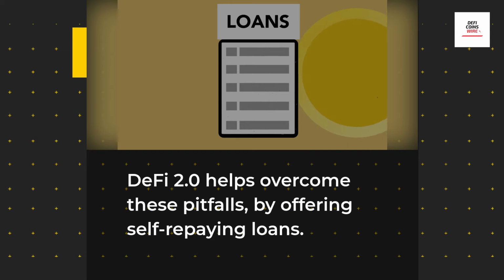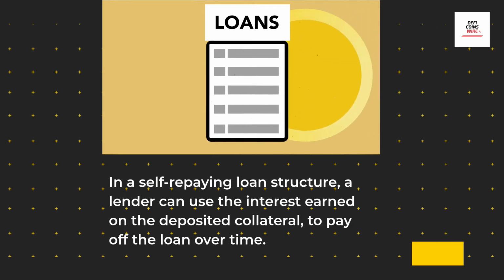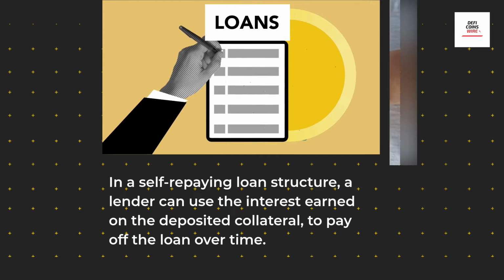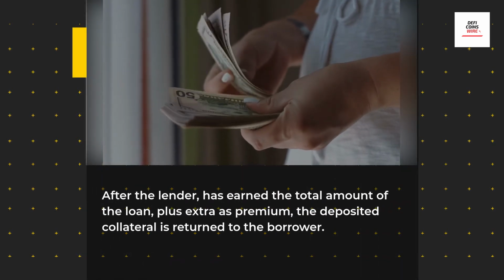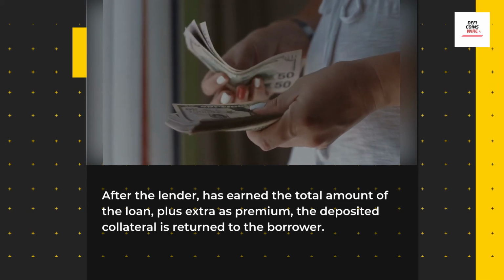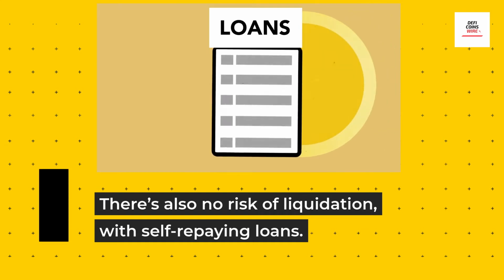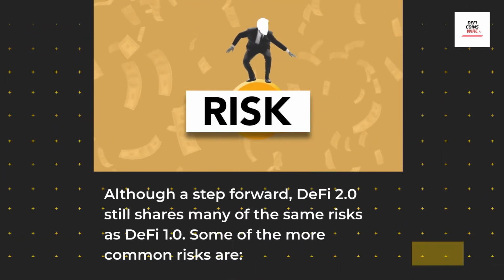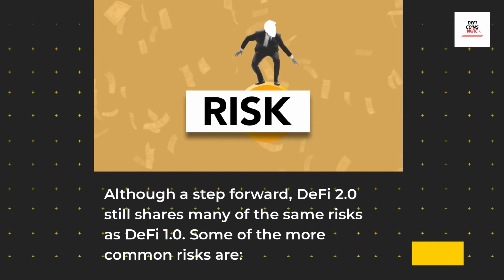DeFi 2.0 helps overcome these pitfalls by offering self-repaying loans. In a self-repaying loan structure, a lender can use the interest earned on the deposited collateral to pay off the loan over time. After the lender has earned the total amount of the loan, plus extra as premium, the deposited collateral is returned to the borrower. There's also no risk of liquidation with self-repaying loans. Although a step forward, DeFi 2.0 still shares many of the same risks as DeFi 1.0.